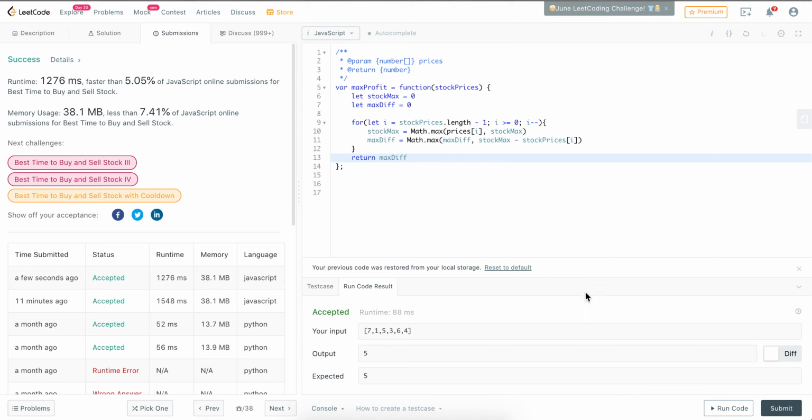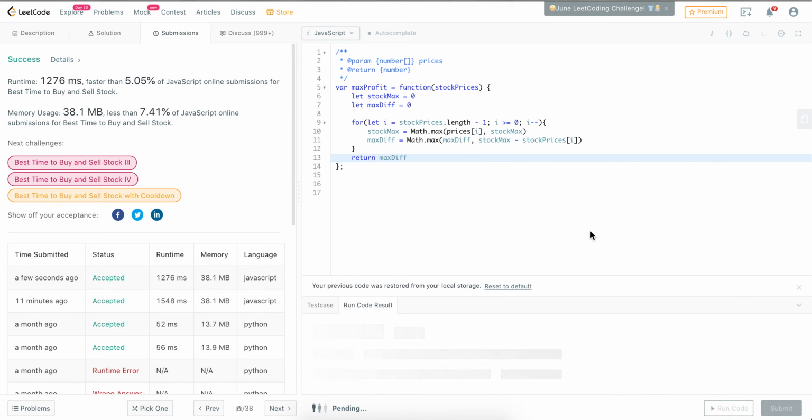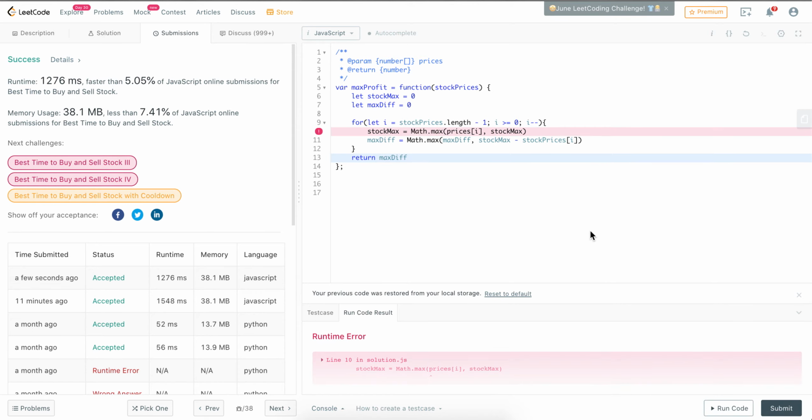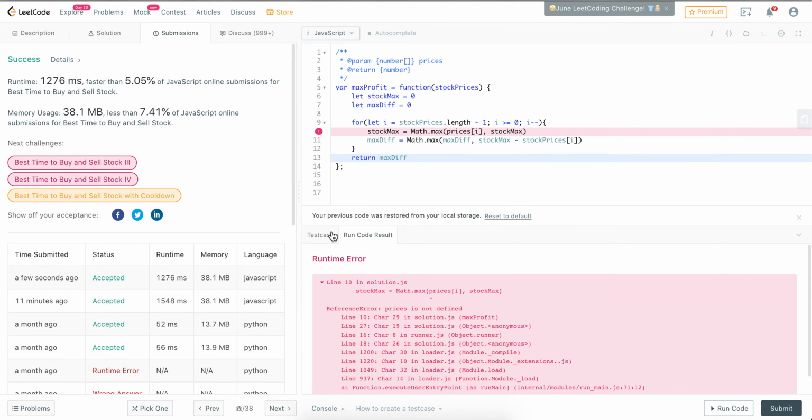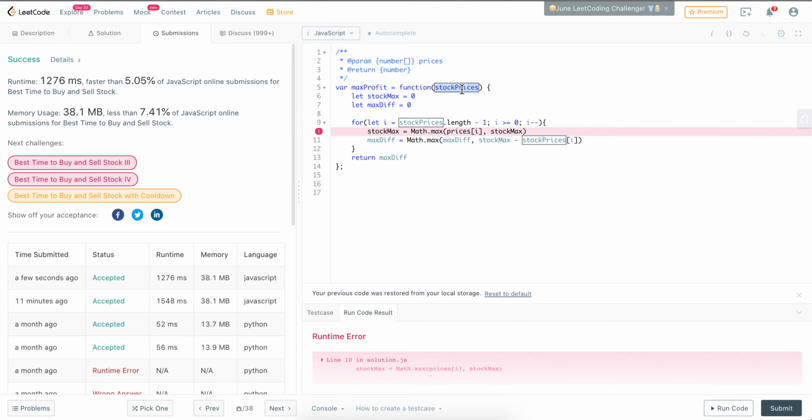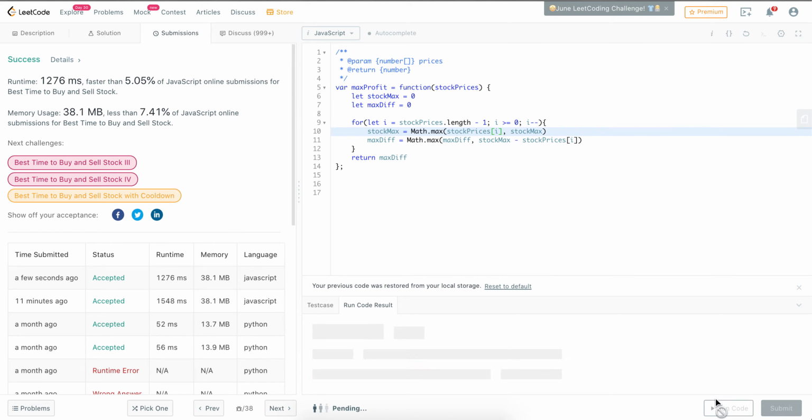Okay, so if we look at it, let's run it and see if this works first. Let's see here. Prices is not defined. Oh, I see what I was doing. I was writing prices instead of stock prices. Always good to check. So let's run that again.